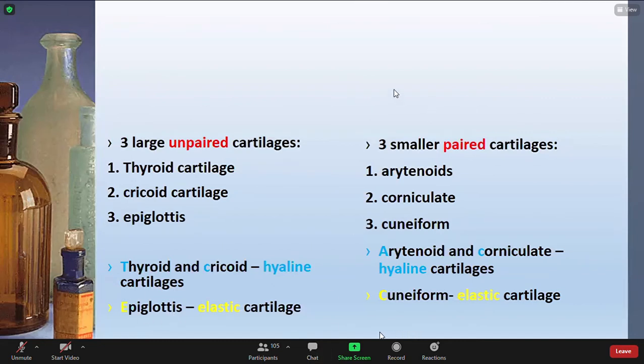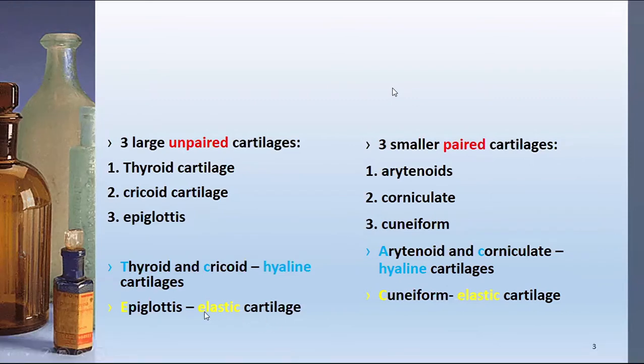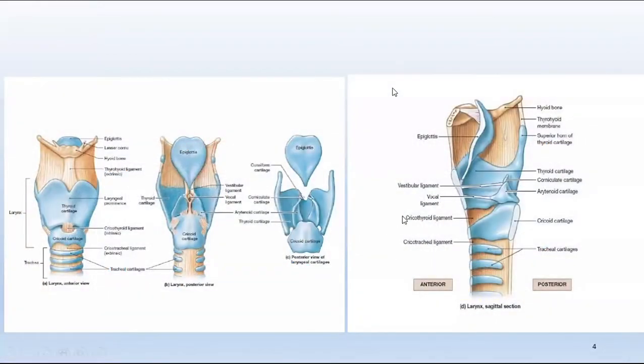So you can easily remember: elastic cartilage, epiglottis, and cuneiform. To make it easier, the rest are hyaline. Easy. This is a representative image.